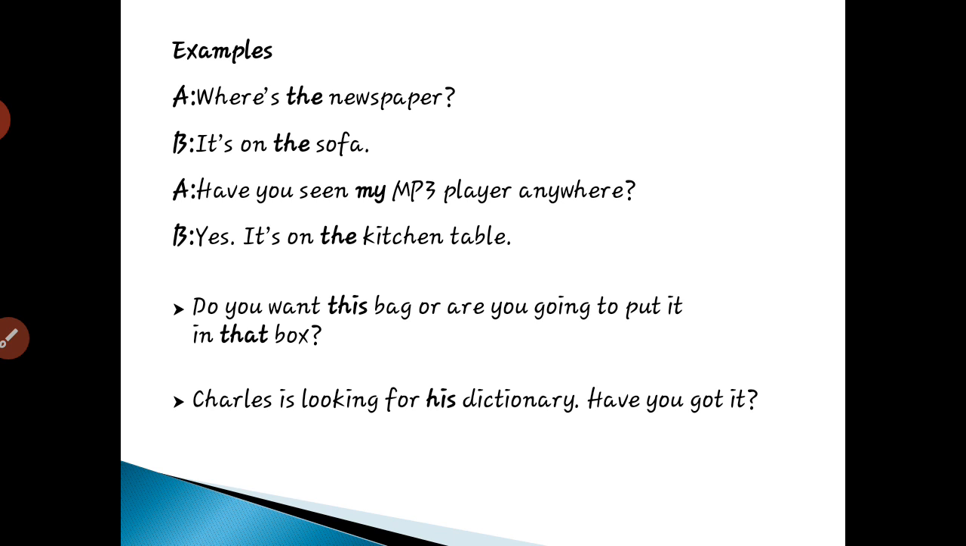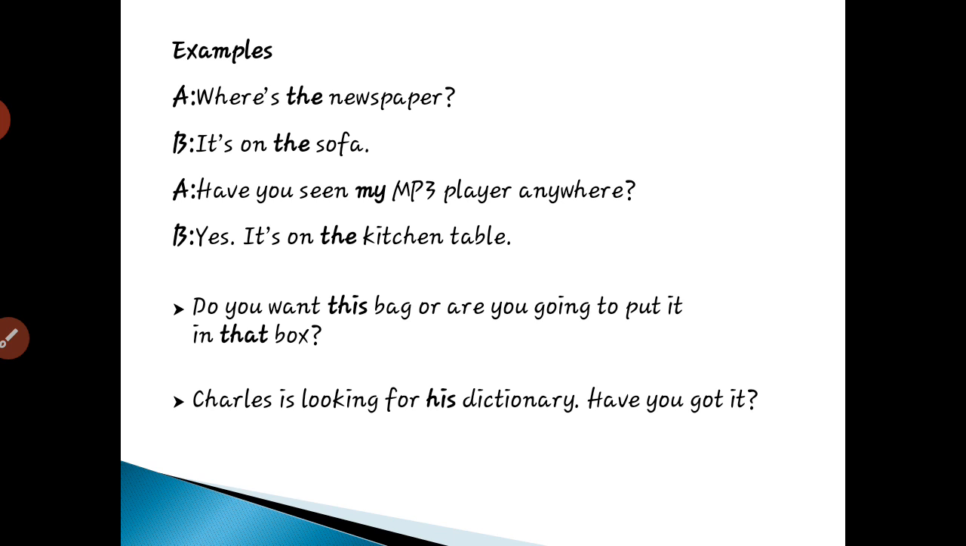So, next one. Do you want this bag or are you going to put it in that box? This is one more example. Here this refers to something near the speaker and that refers to something further away. When we are pointing out that bag and that box, we use this and that. These are demonstratives. Demonstratives means when we are pointing out something, we use these words.